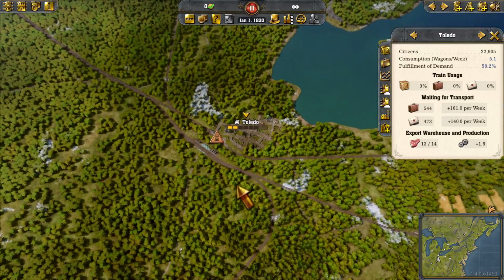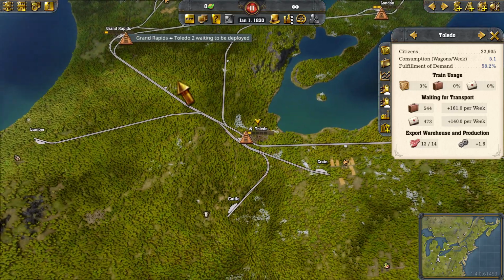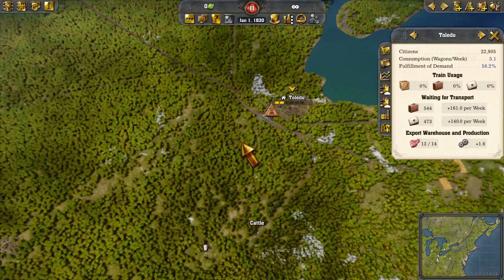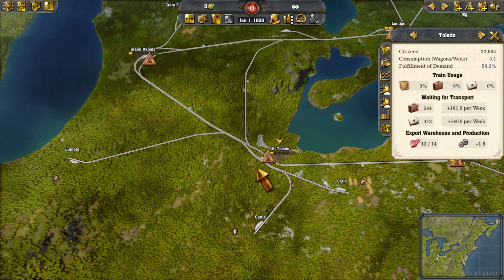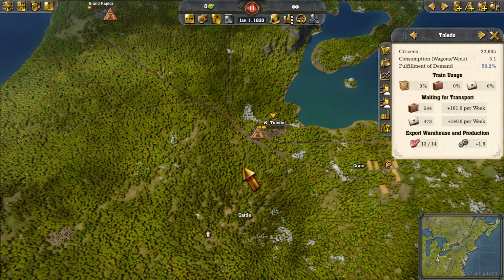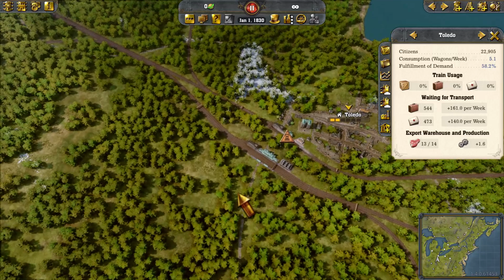So we need city-to-city lines. We need to be able to go from Toledo to Grand Rapids with meat and beer, and with lumber and grain going to Grand Rapids, and with corn coming back from Grand Rapids, right? There are several ways to think about this. Early going, you have to kind of let your money be your guide. How much money do I have? How fast am I bringing it in? I want a lot of trains, but I can't have them all right away.